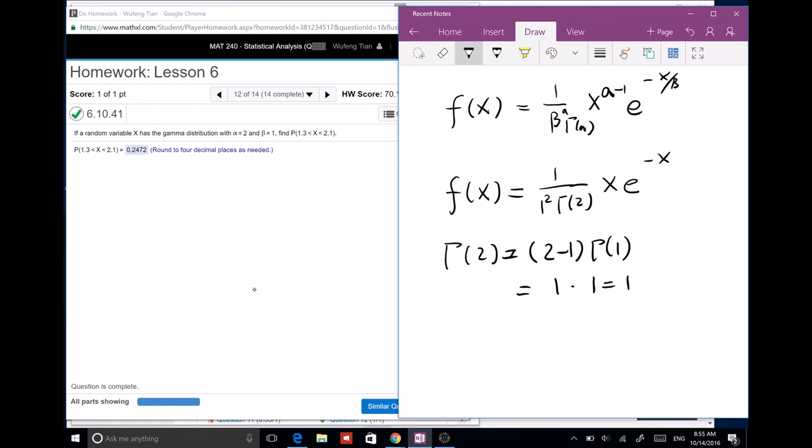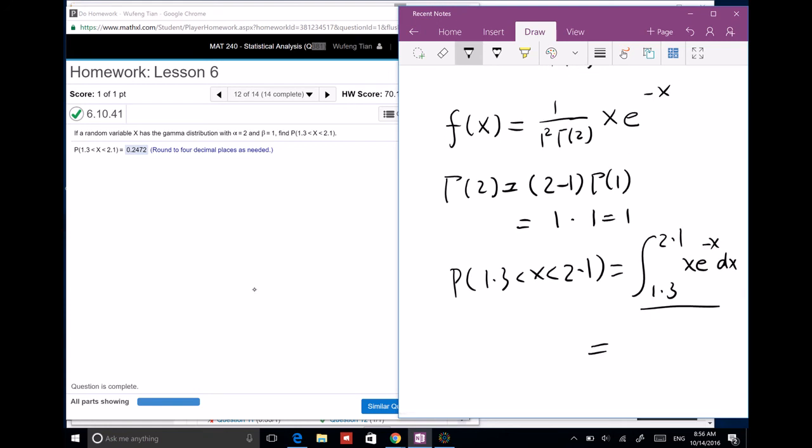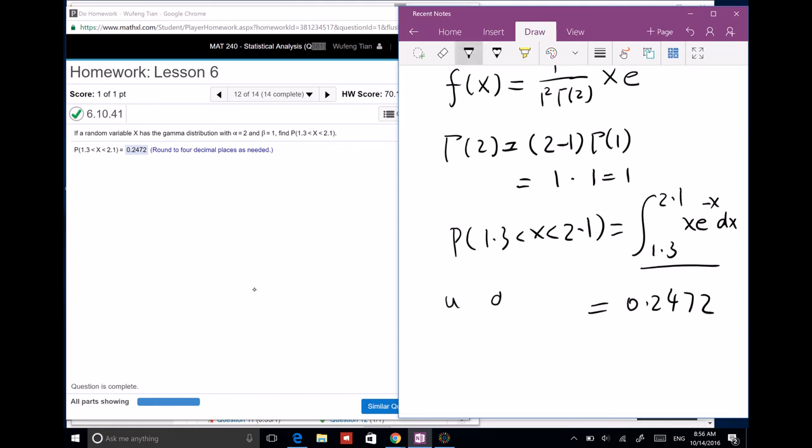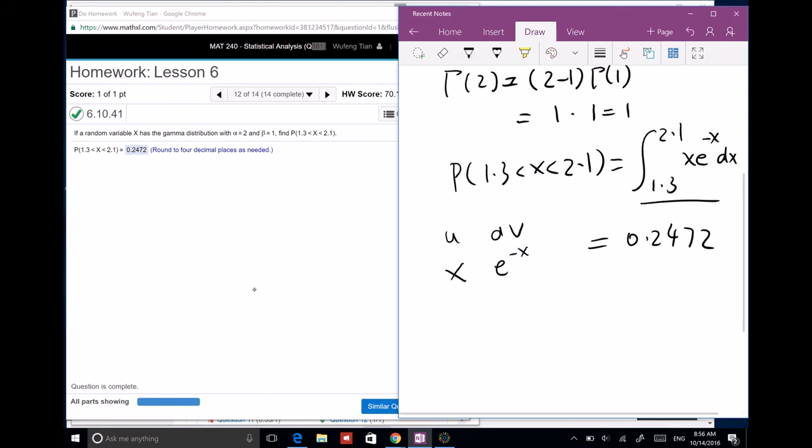Now the probability that x is between 1.3 and 2.1 equals, from 1.3 to 2.1, the integral of x e to negative x dx. You use the antiderivative formula, or integration by parts. You get the answer 0.2472. You can use your calculator to find the antiderivative, or you can use integration by parts, u dv. u is x, dv is e to negative x.